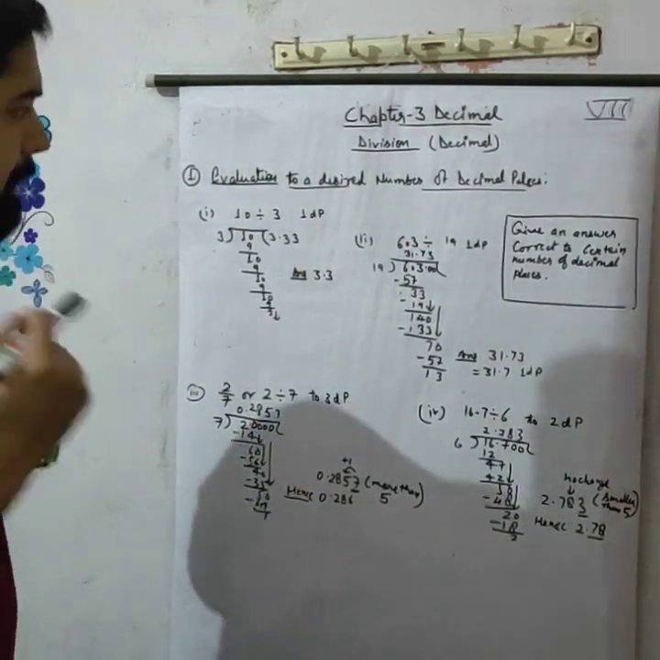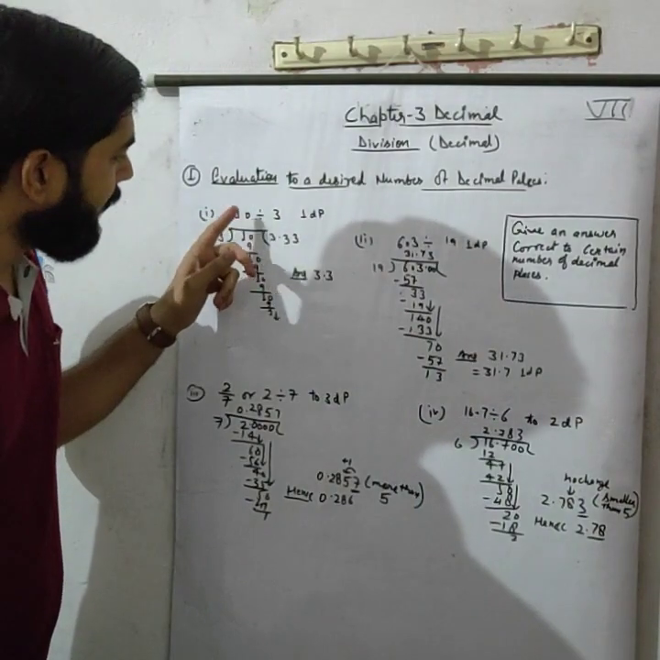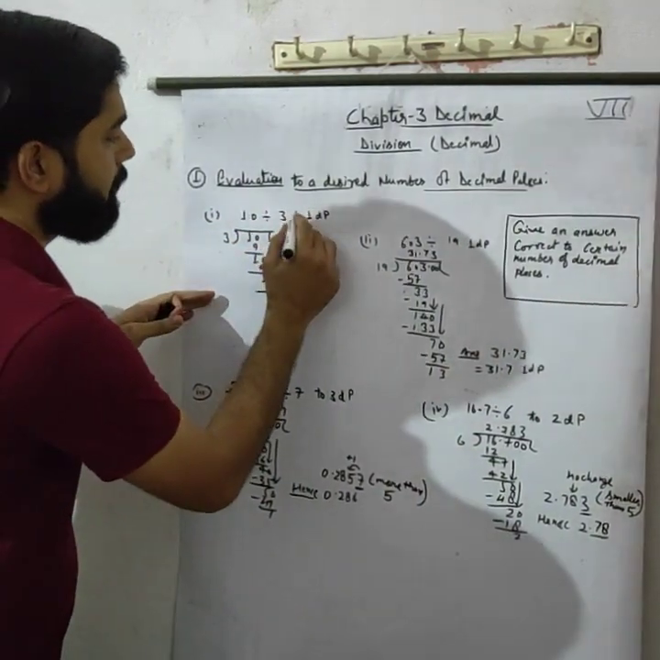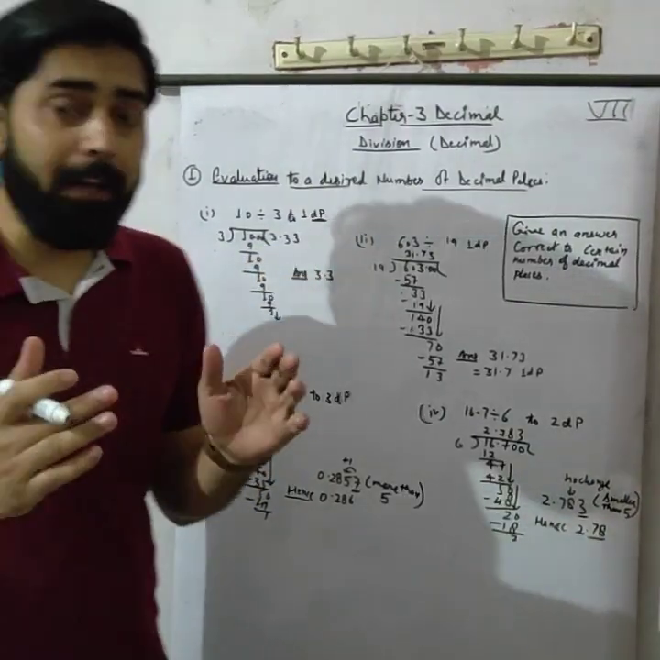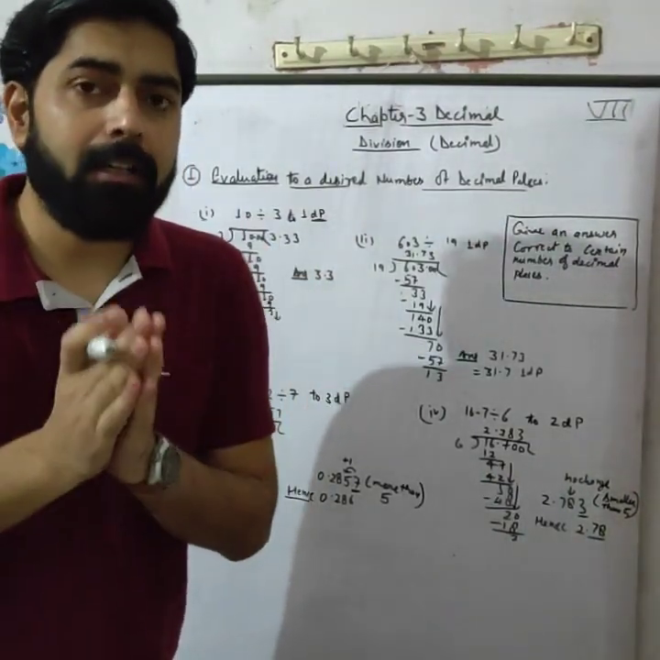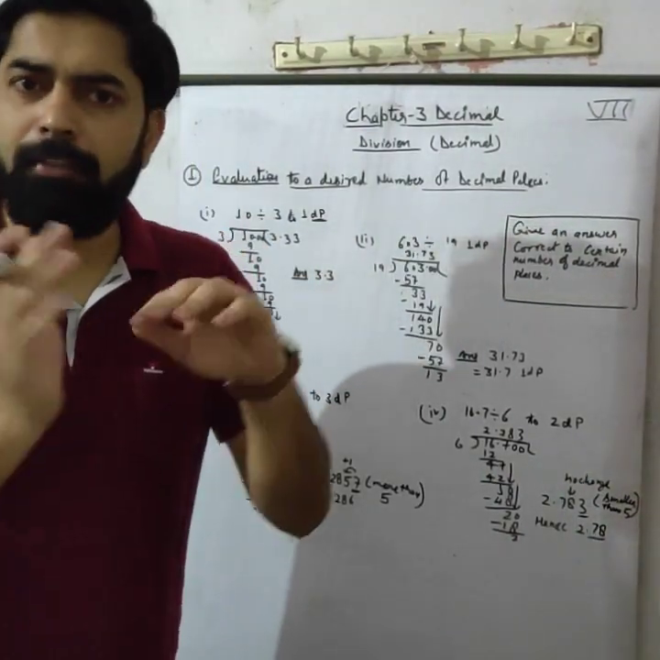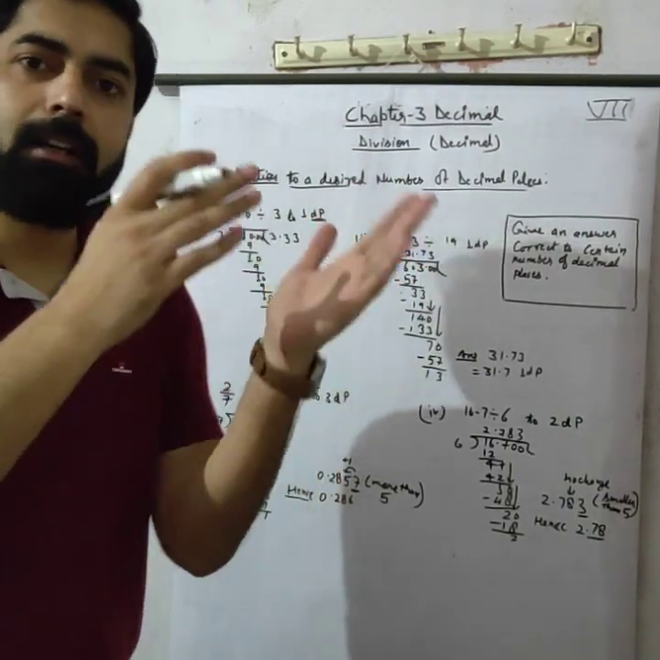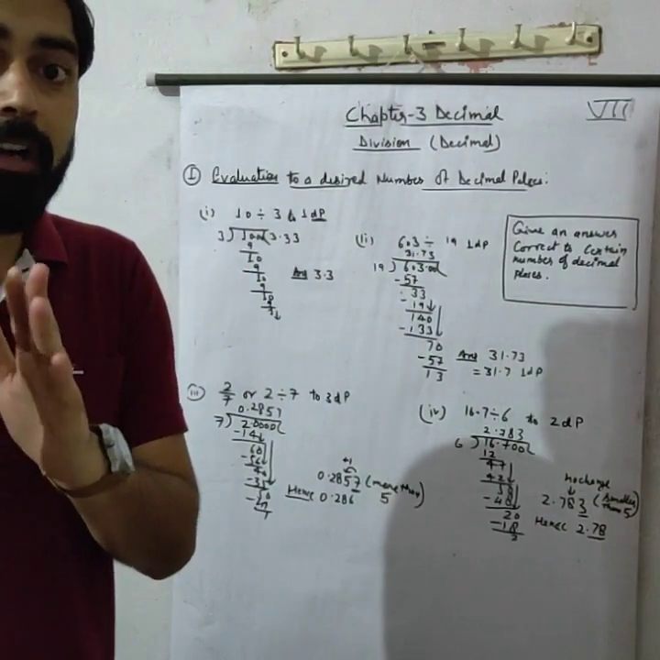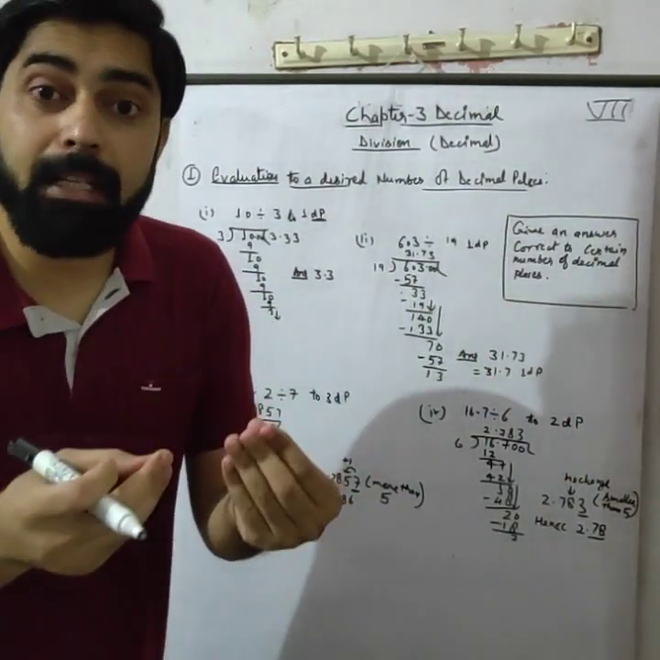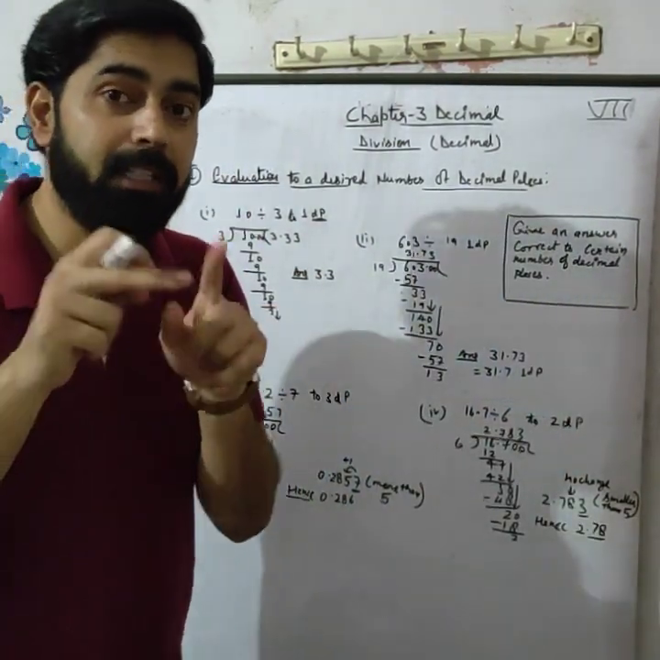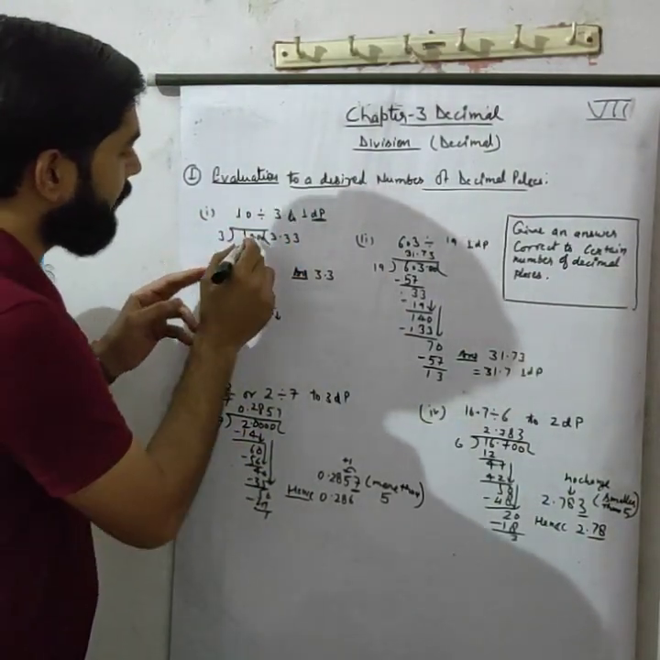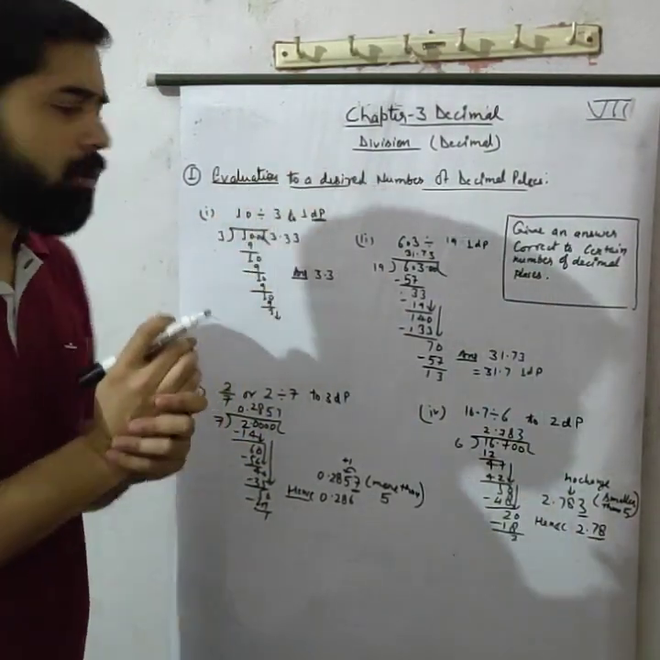Look here, 10 divided by 3, and the question says to 1 DP. I will explain DP again. Keep in mind, here DP is not for display picture, not for WhatsApp and Facebook. This DP is for decimal place. DP, the full form is decimal place. So, 10 divided by 3.